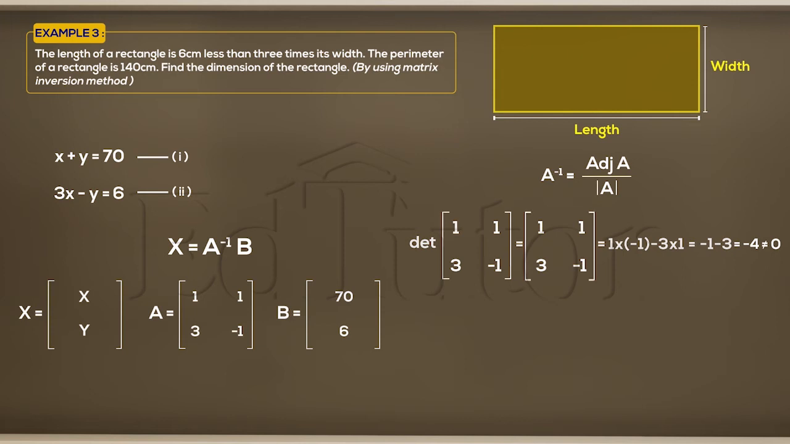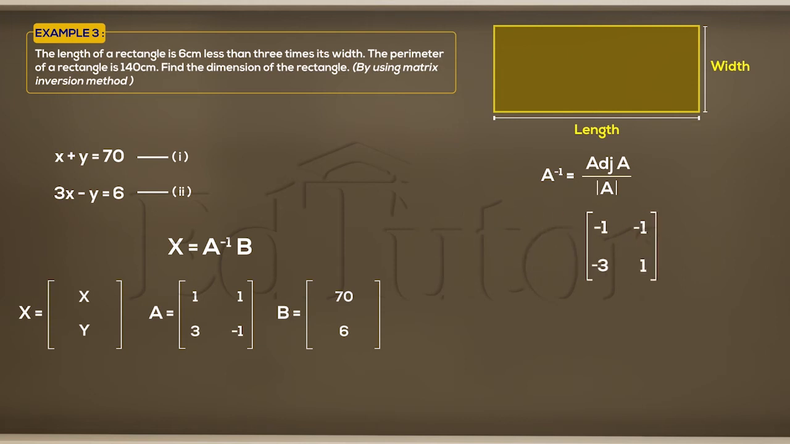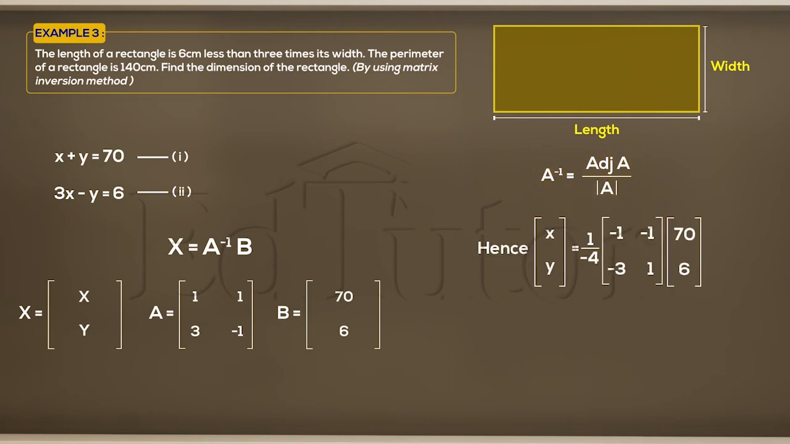For the adjoint, swap these two, change the signs of these, and then populate the formula of the inverse. Again, I'm not taking this negative 4 inside the brackets to avoid complications. Now, finding A inverse times B, the resultant order will be 2 by 1. So, here is that matrix.